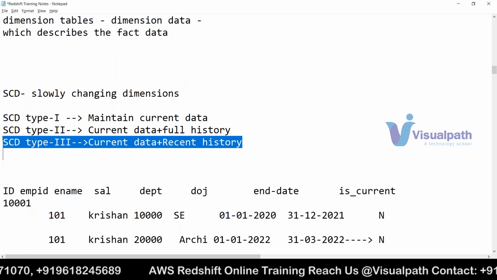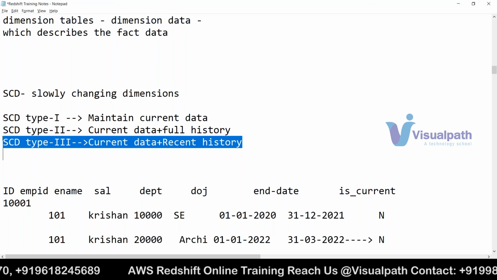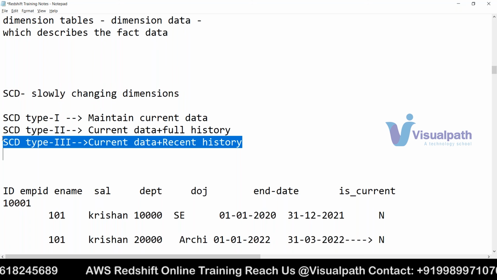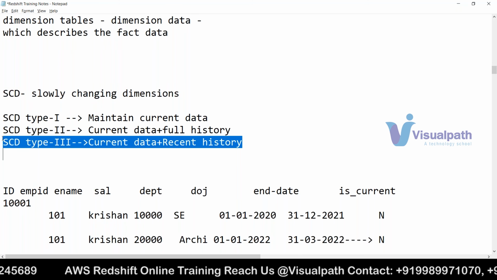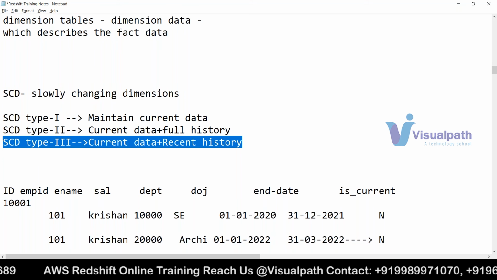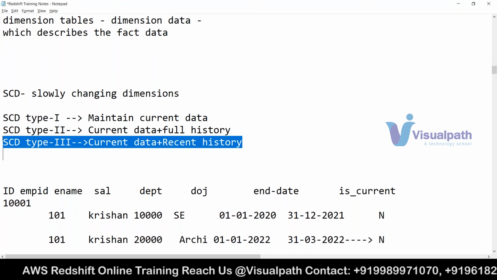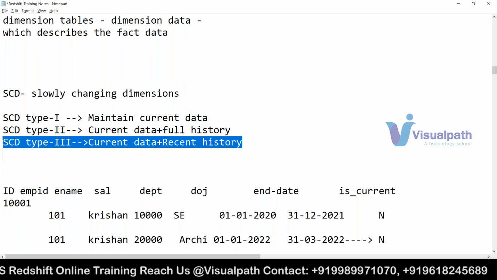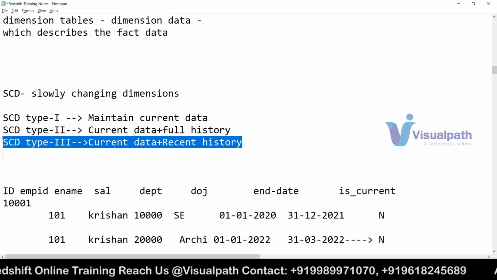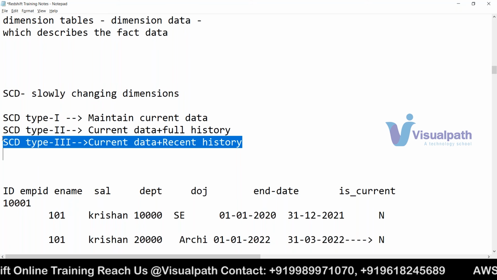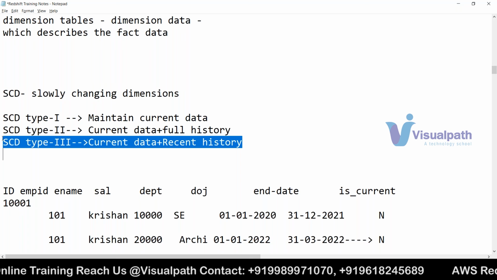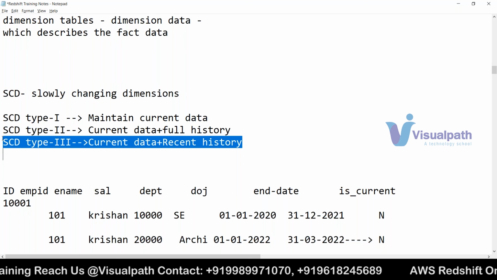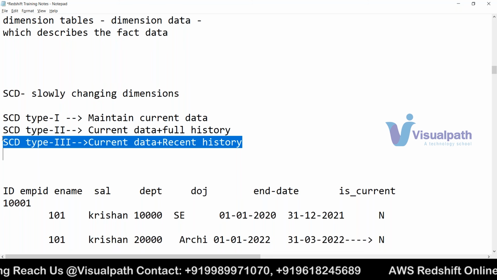Based on the need, we should maintain such kinds of tables. Definitely, the company will maintain tables based on need only. Then how do we maintain SCD type 1 data, SCD type 3 data and SCD type 2 data? I will be telling you the logic of how to maintain SCD type 1, SCD type 2 and SCD type 3.